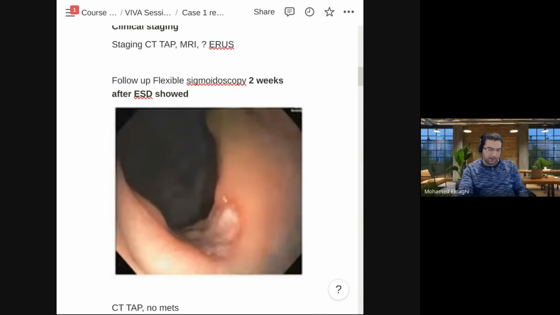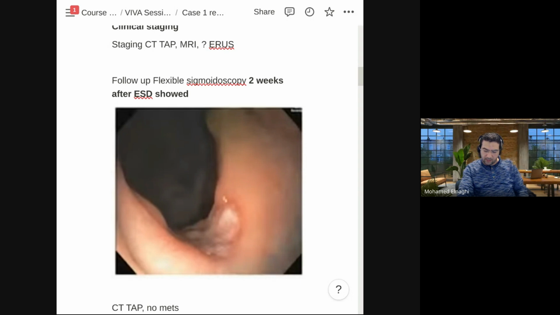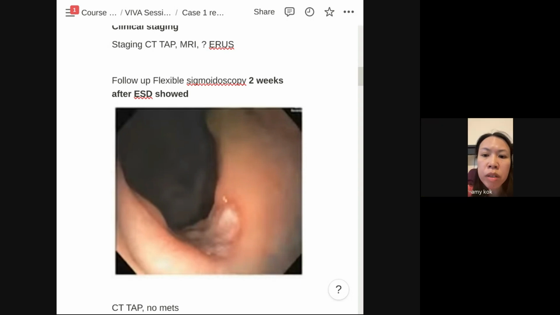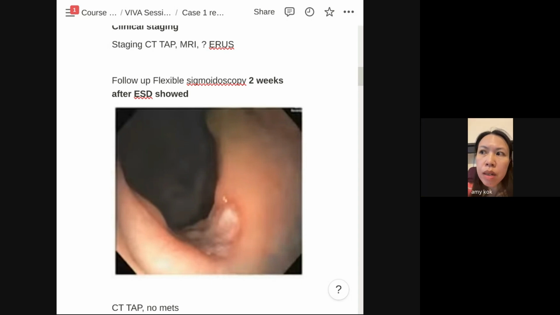So usually my practice is I won't do any tattoo for any cancer of the rectum if there is a definite mass, but this is just a scar from the ESD. So I would maybe just put a tattoo next to the scar, just to give me some direction during the surgery. Okay, so what is the disadvantage of putting a tattoo in the rectum? It will cause some scarring during the dissection, especially in the TME plane.